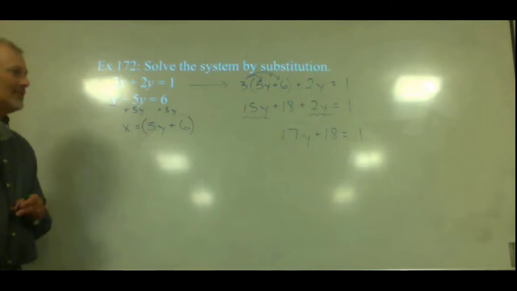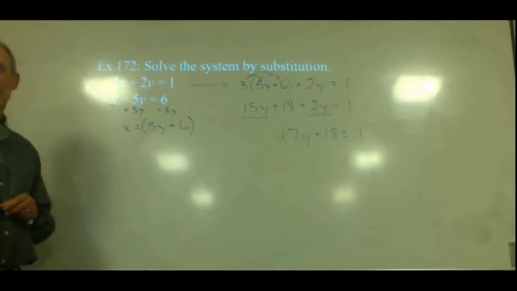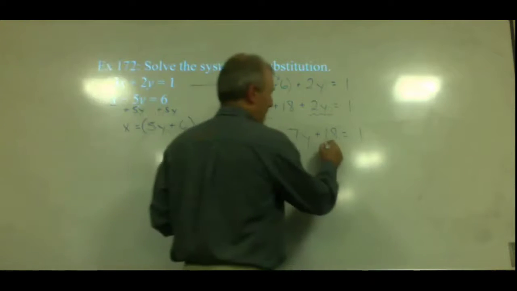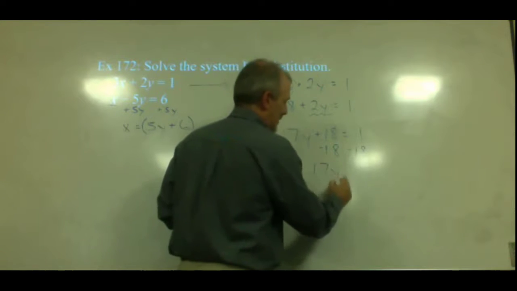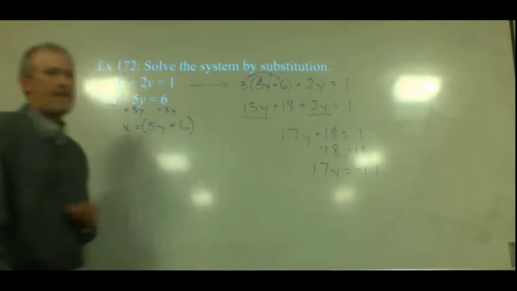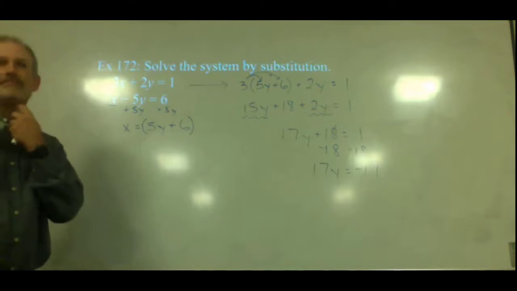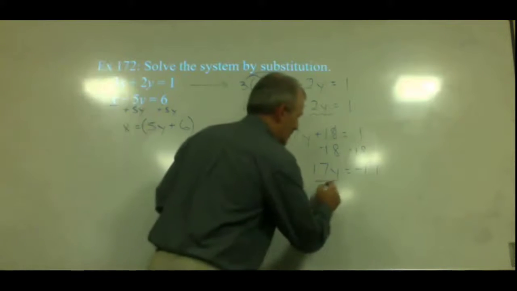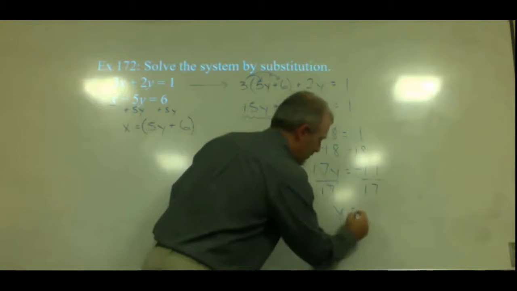So now that we just have a y in one spot, how do we continue trying to isolate it, get it by itself? Subtract the 18. Cancel. So now we just have 17y equals negative 17. How do we finish that up? Divide by 17. And we get that y equals negative 1.